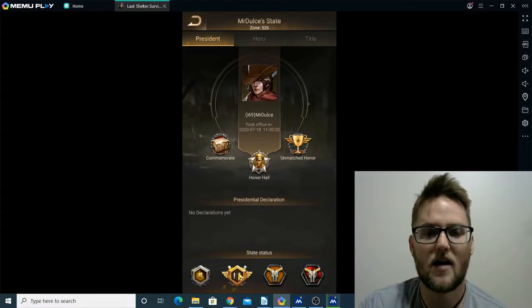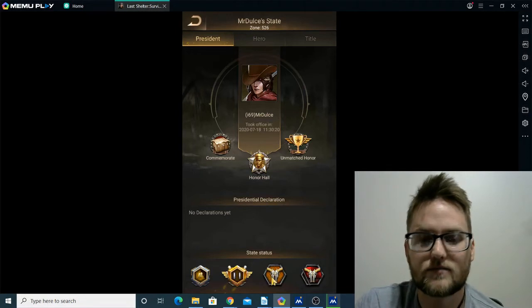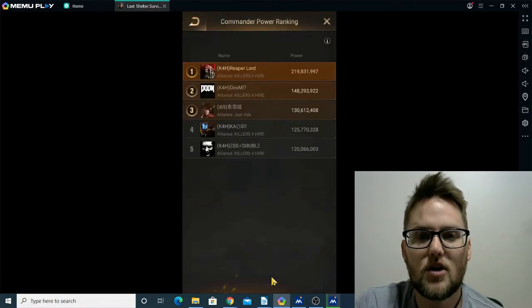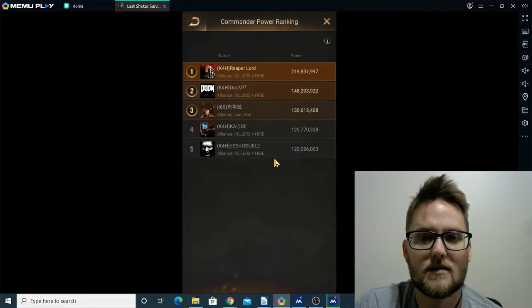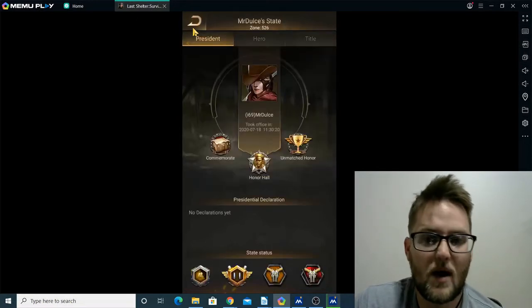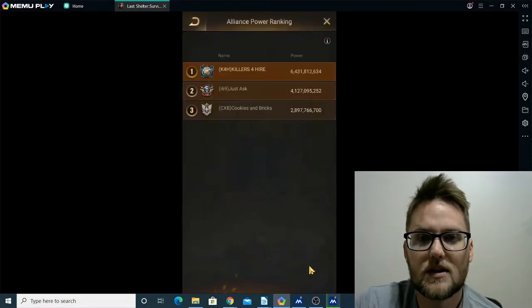If it's gold or higher, it typically is a strong state, normally. If you click on the third one, it shows you the strongest players within that state. So you can see the strongest player is 219 million, which is not bad for my range. And then the last one, you can see the alliances.